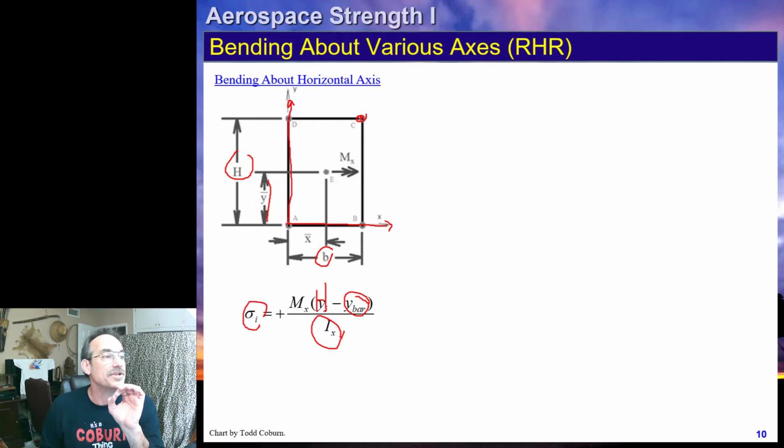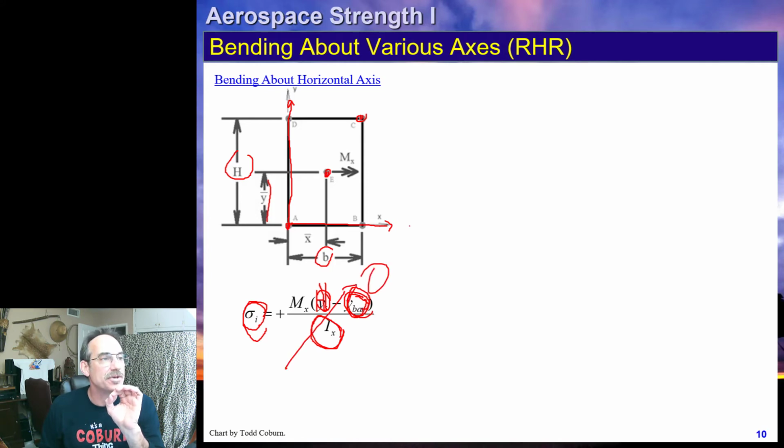If instead we want the stress at point A, we would put in the position of A, which is just 0, minus y bar, which is h over 2. Our I is still 1/12 bh cubed, and that gives us the stress there. If we want the stress at E, at the centroid, then y is at h over 2. Y bar is still at h over 2. That means the stress is 0.